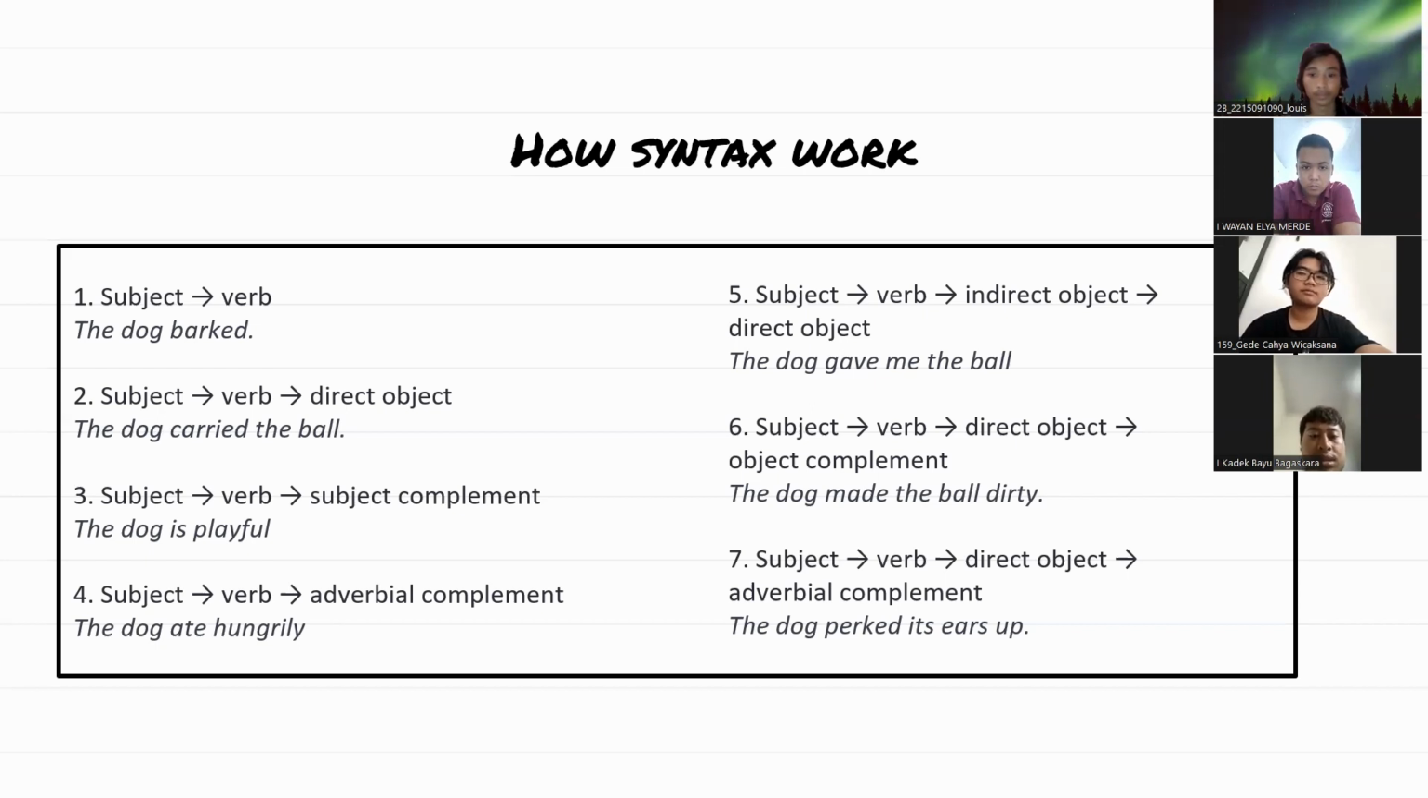Number three, subject, verb, subject complement. The dog is playful. The subject complement comes after the verb. Subject complements always use a linking verb like be or seem. Number four, subject, verb, adverbial complement. The dog ate hungrily.